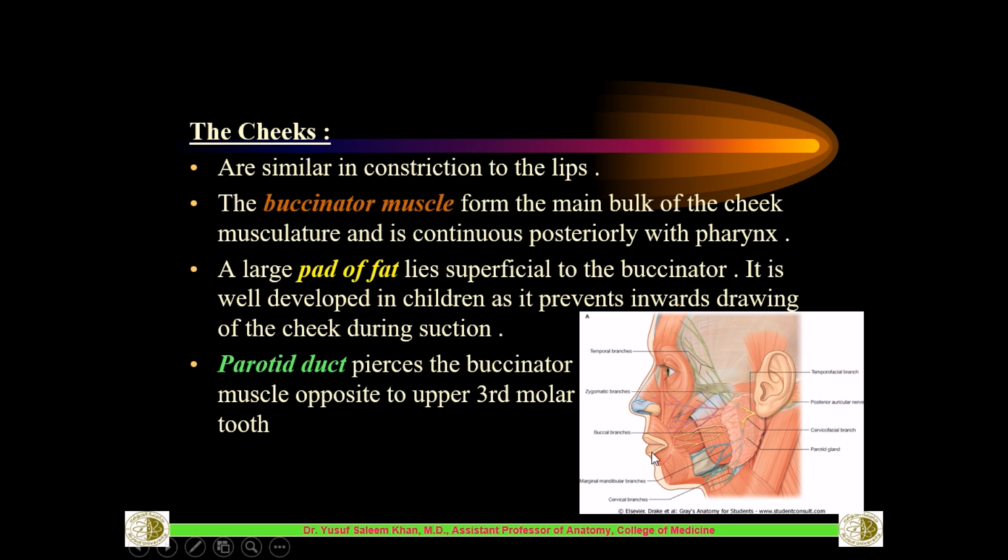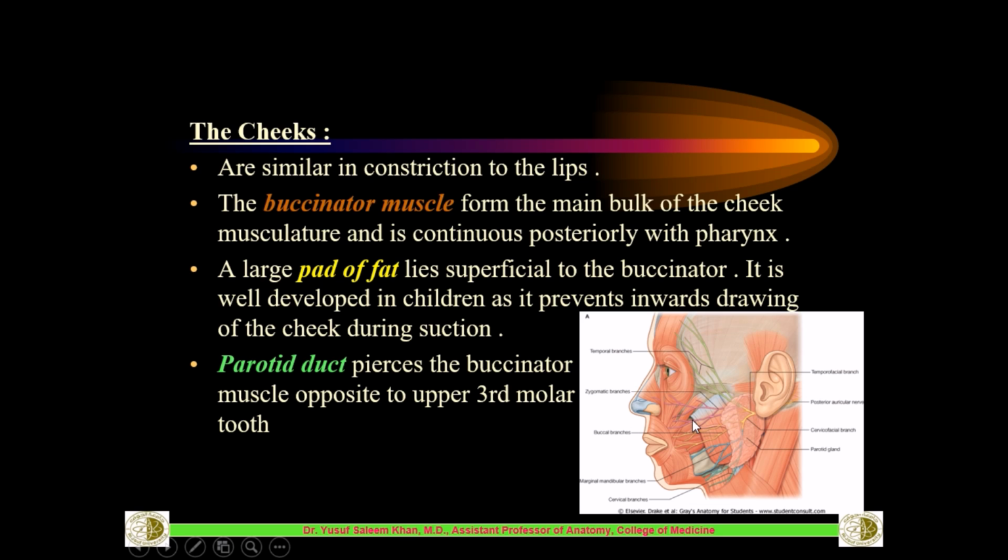Deep inside this cheek, we have a thick muscle called the buccinator muscle. A very important muscle which helps in blowing of air. The cheek is mainly made up of the buccinator muscle, which forms the main bulk of the cheek musculature and is continuous posteriorly with the pharynx. Along with this buccinator, there is a thick pad of fat which lies superficial to the buccinator muscle.